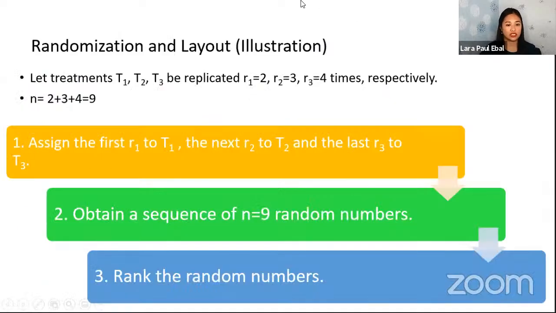Now, since we are dealing with a randomized experiment, we need to have randomization. So how do we conduct randomization? First, we have the steps. Assign the first R1 to T1, next R2 to T2, and the last R3 to T3. Second, obtain a sequence of random numbers. You can use your calculator or Excel, or you don't need software for this, it can be done manually. Third step is to rank the random numbers.